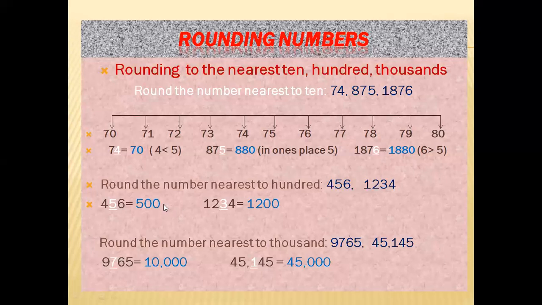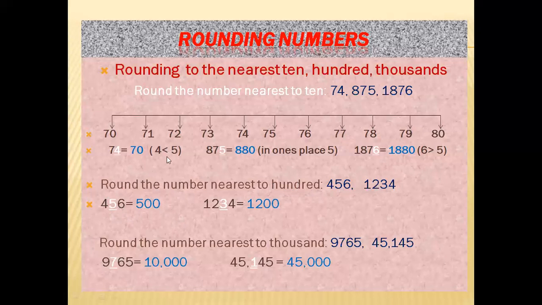Okay, now round the number to the nearest 100. If you round a number to the nearest 100, see the first question, 456. To round to the nearest 100, you have to see the tens place digit.